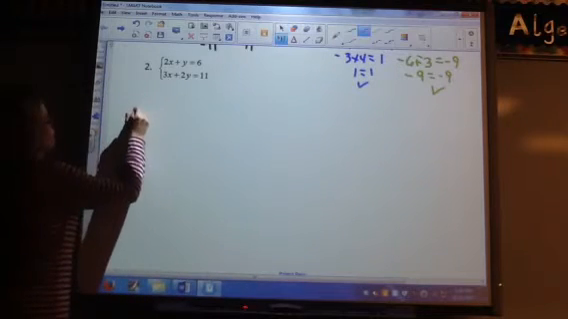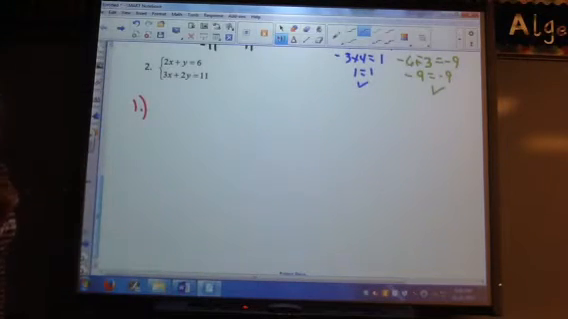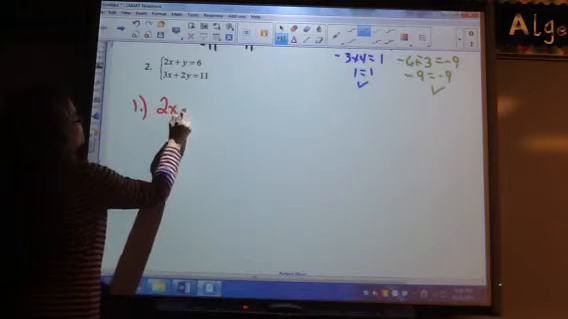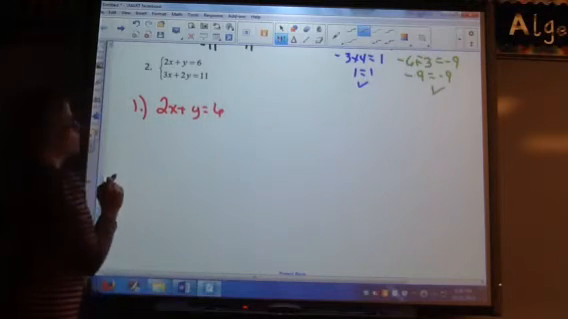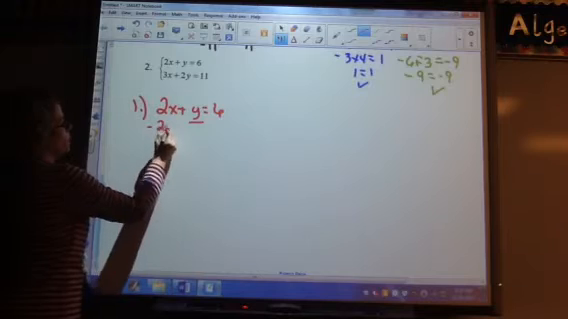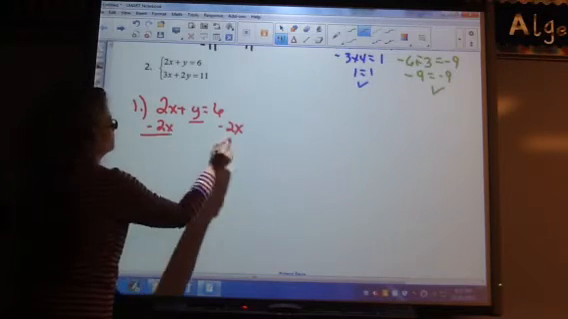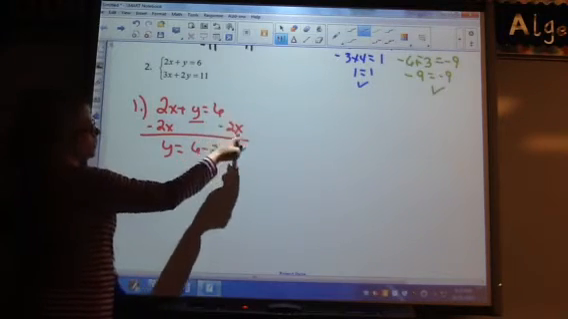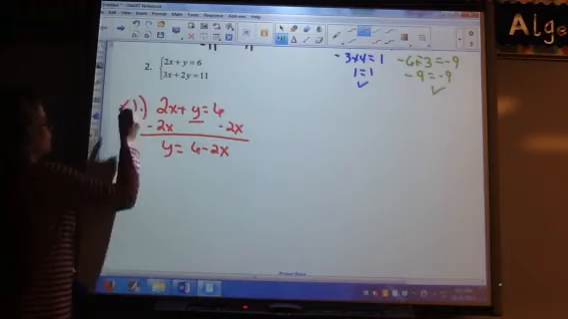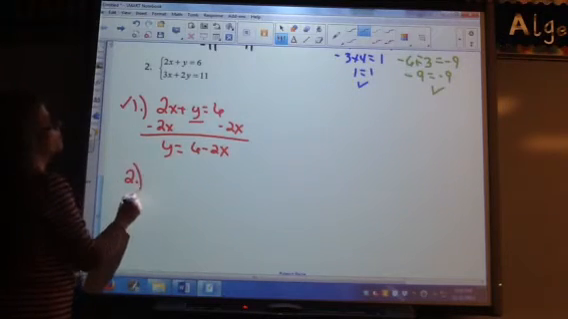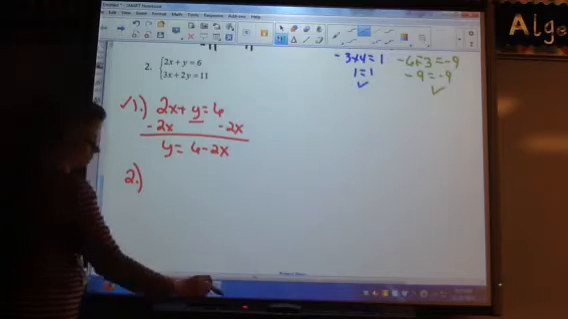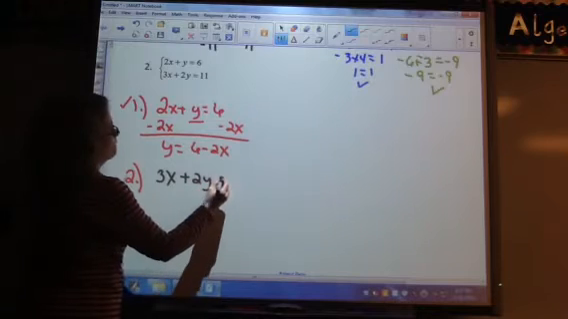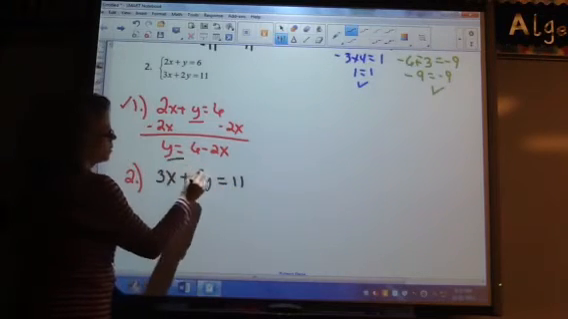Okay, step 1. We need to isolate a variable, all right? I see that y is already without a coefficient, so I'm going to pick that equation. I'm going to isolate the variable y by subtracting 2x from both sides. So y equals 6 minus 2x. I cannot combine these because they're not like terms. Okay, step 1, check. Step 2, pick the equation you did not use here, which is 3x plus 2y equals 11, and substitute in for y.